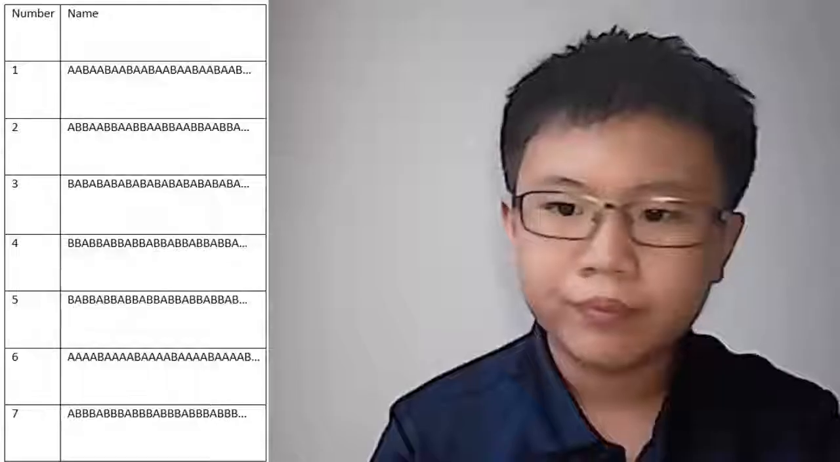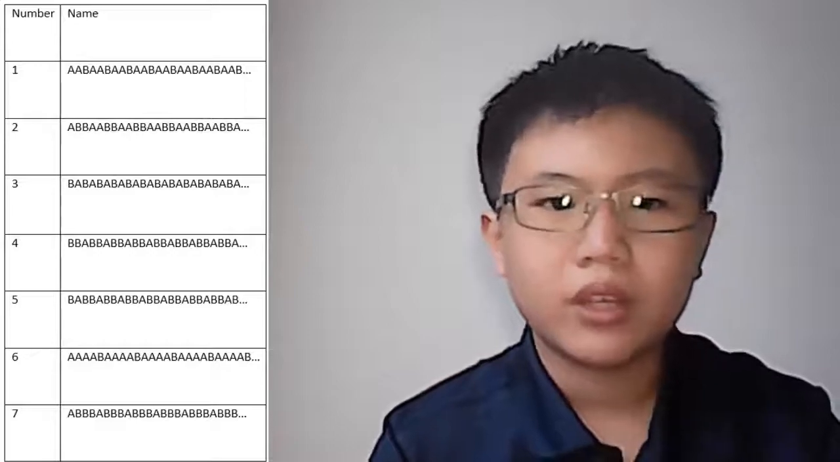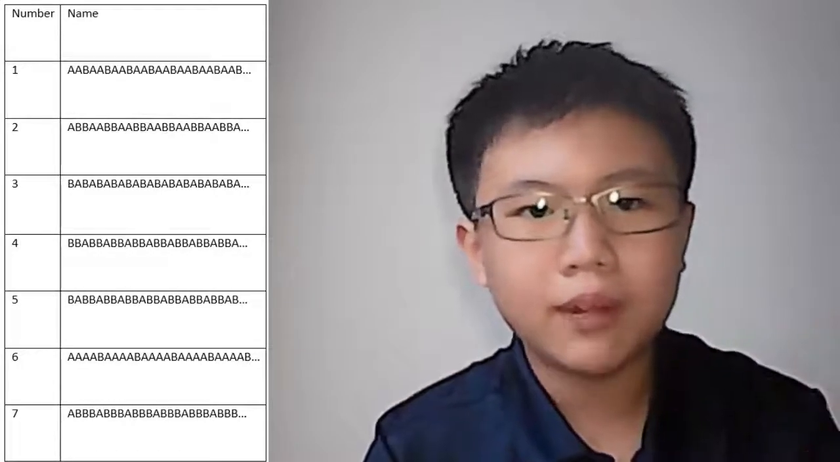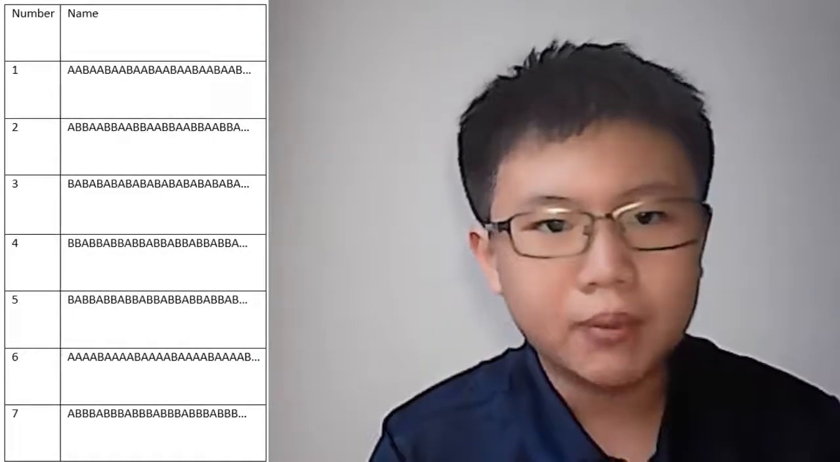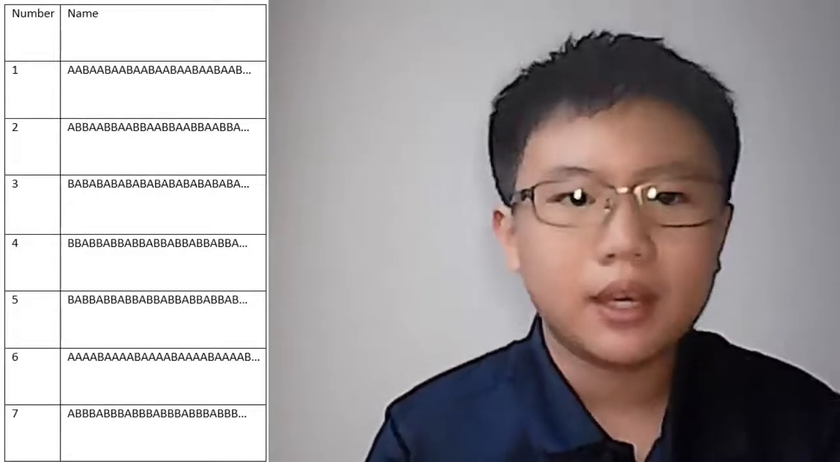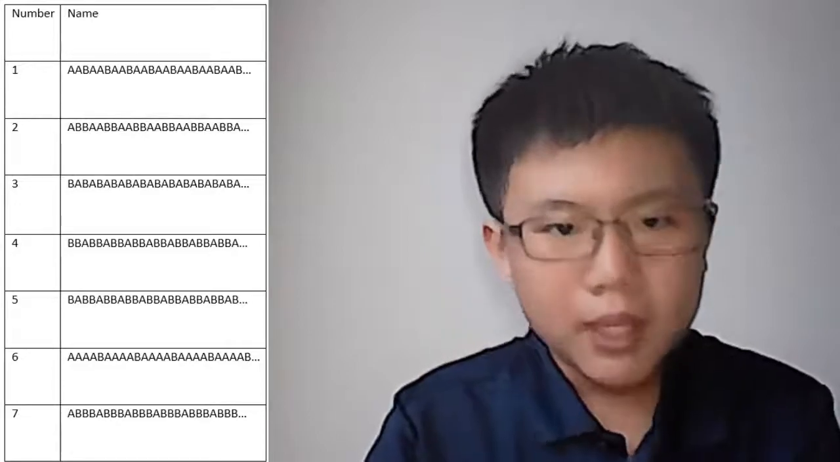Here's why. Over here, we have the name list of everybody in the bus. So you can see here that number 1 is AAB, AAB, AAB. Number 2 is ABB, ABB, ABB.